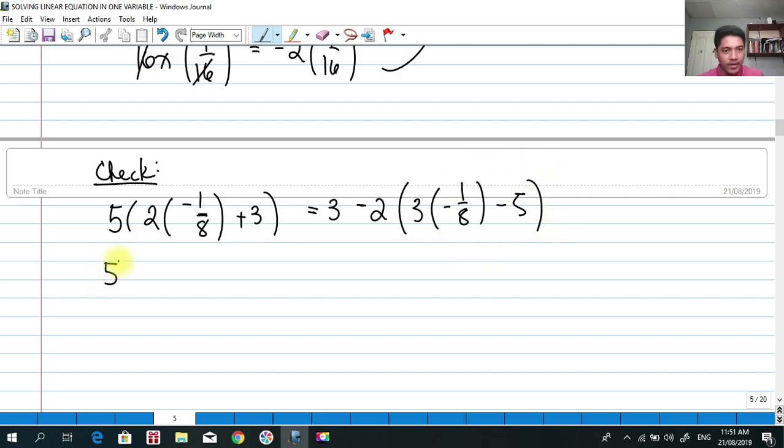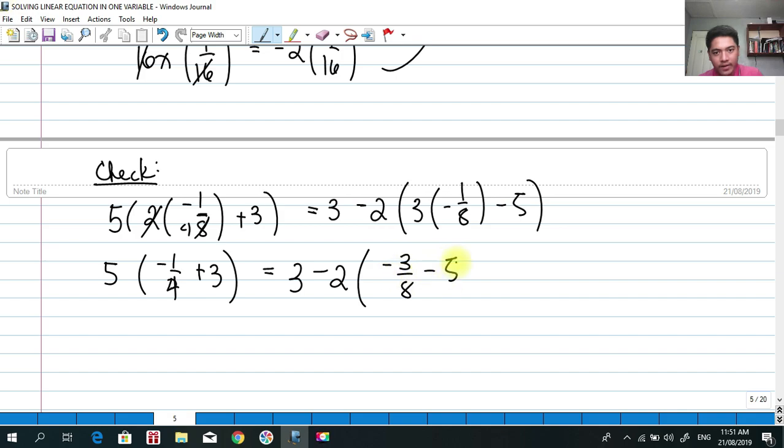So what happened here is we can simplify this. 2 multiplied by negative 1/8, that is simply what? Negative 1/4. Okay, so we have negative 1/4 plus 3 is equal to 3 minus 2. Okay, we simplify this. 3 times negative 1/8 is negative 3 over 8 minus 5. Okay, so we simplify this first. We add the negative 1/4 to 3.